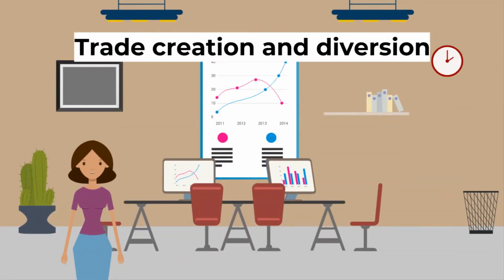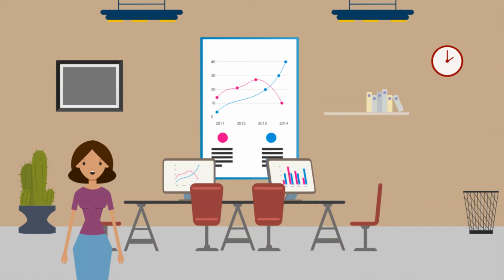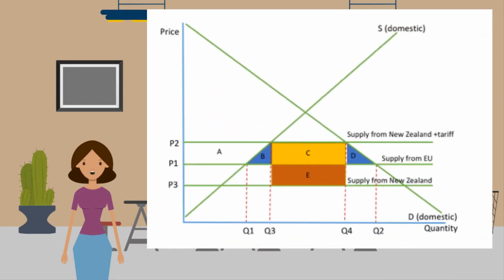Now, let's look at trade creation and diversion. The costs and benefits of trading blocs will depend on whether they lead to trade creation or trade diversion. Trade creation is when a country moves from buying goods from a high-cost to a lower-cost country, whilst trade diversion is when they go from low cost to a higher cost. Trade creation is when trade is created by the joining of a trade union.